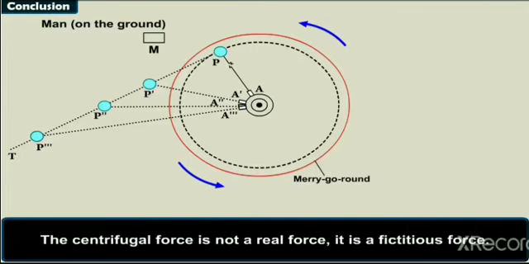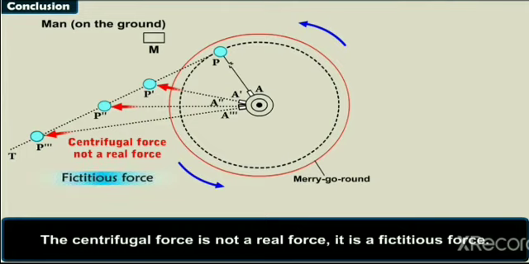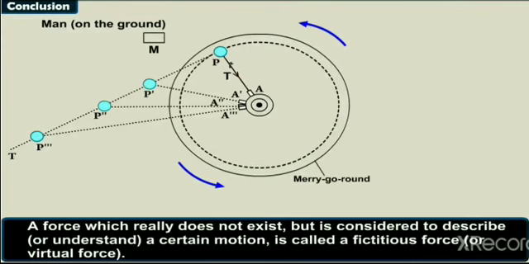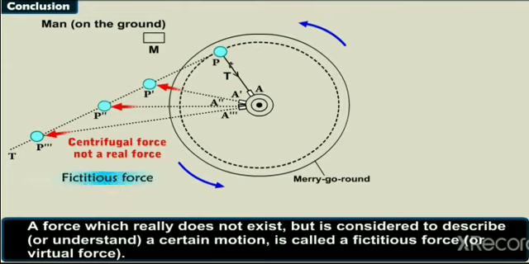Conclusion. The centrifugal force is not a real force. It is a fictitious force. The only force involved here is the force of tension in the string acting towards the center, that is, the centripetal force. A force which really does not exist, but is considered to describe or understand a certain motion, is called a fictitious force or virtual force.